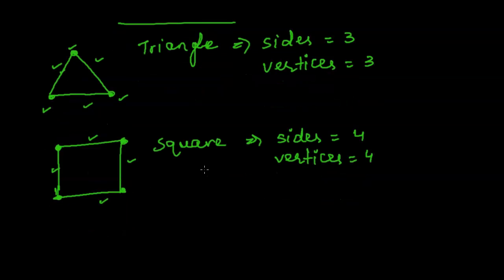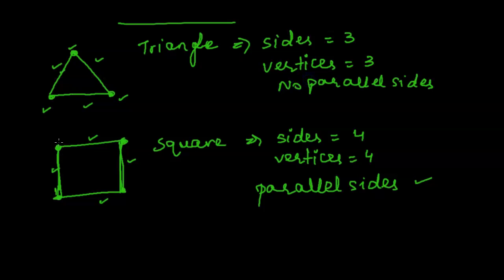Now one more thing we have to keep in mind here in this shape is that we see these two opposite sides. They are running in the same manner. So anything that runs in the same pattern is called parallel sides. So in a square we have parallel sides, whereas in the triangle we have no parallel sides. And how many parallel sides do we have? We have this side parallel to this side, and we have this side parallel to this side. So we have altogether two pairs of parallel sides.